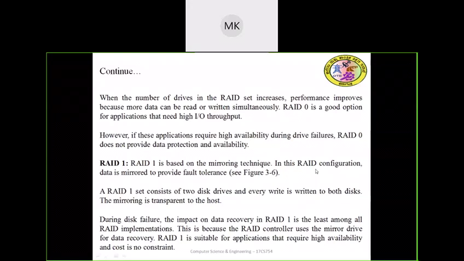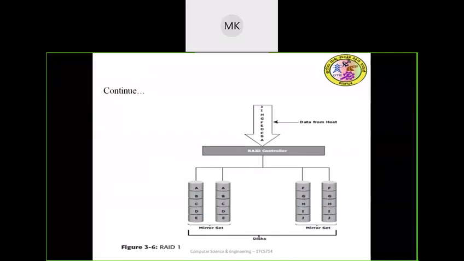RAID 1. RAID 1 is based on the mirroring technique. In this RAID configuration, data is mirrored to provide fault tolerance. A RAID 1 set consists of two disk drives, and every write is written to both disks. The mirroring is transparent to the host. During disk failure, the impact on data recovery in RAID 1 is the least among all RAID implementations. This is because the RAID controller uses the mirror drive for data recovery. RAID 1 is suitable for applications that require high availability and where cost is no constraint.